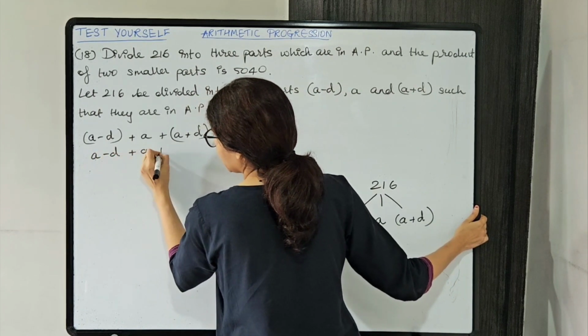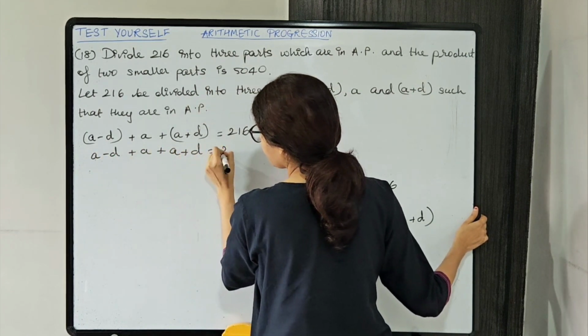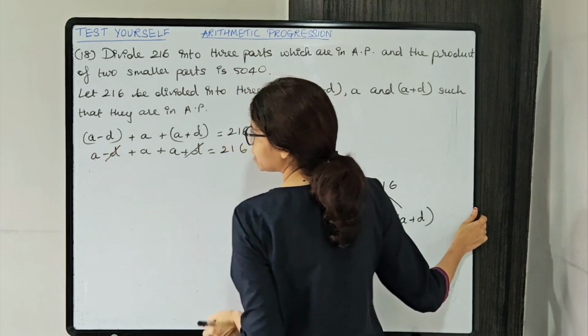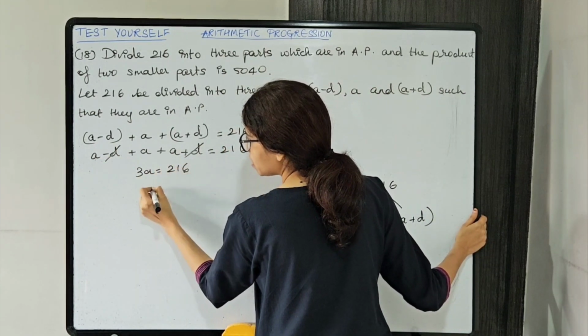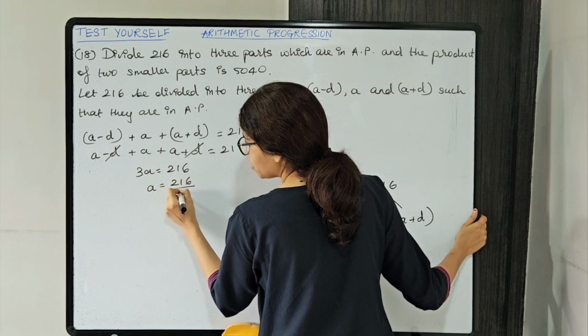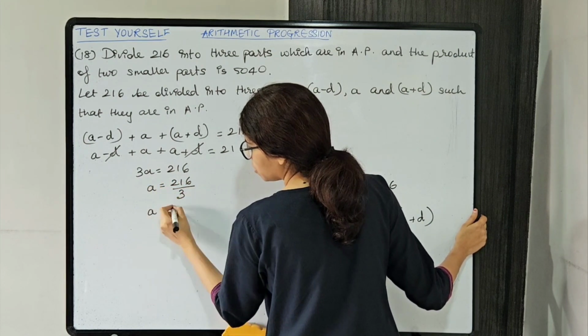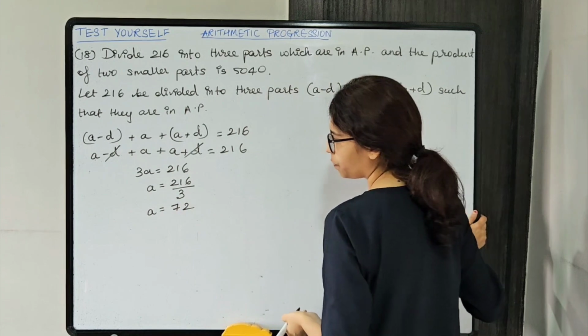So opening the brackets, D minus D cancel हो जाएगा. So 3A is equal to 216. That is A is 216 by 3, which is 72. Okay.